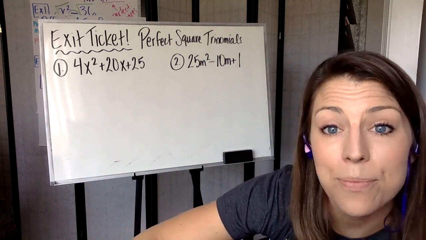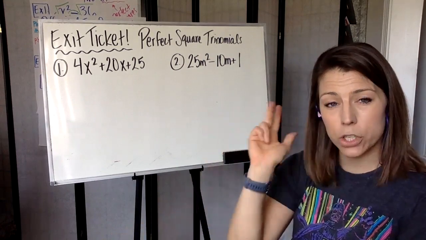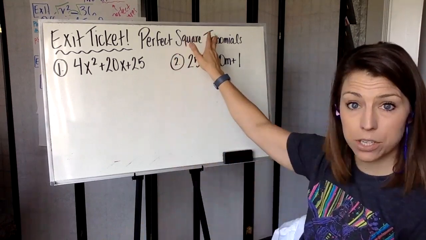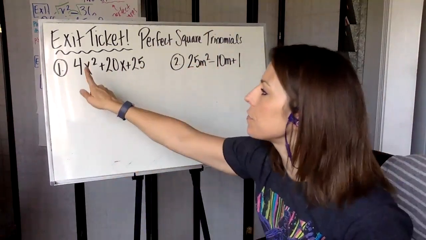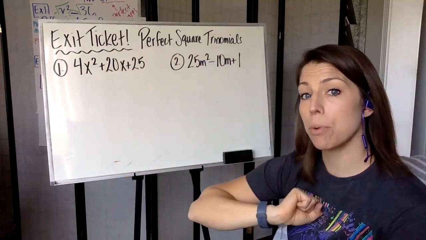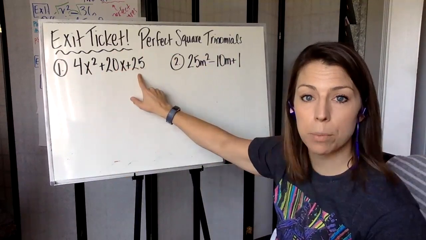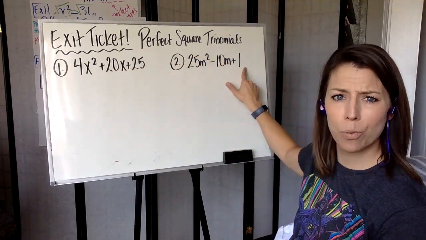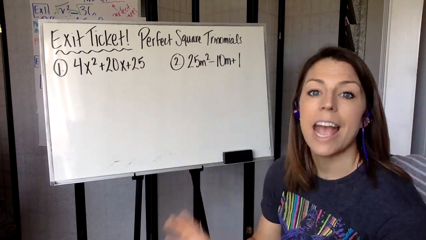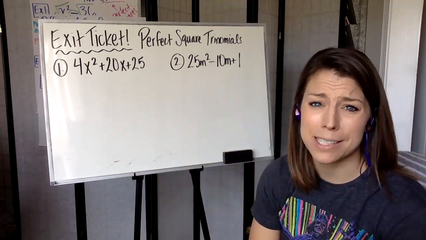And here we go. So again, it's in the name. Is it a perfect square trinomial? Meaning, does it have 3 terms? 1, 2, 3, 1, 2, 3. Yes. Are the first term and the last term both perfect squares? Is 4x squared a perfect square? Yeah. Is 25 a perfect square? Yeah. Is 25m squared a perfect square? Yeah. Is 1 a perfect square? Yes. And the third item, which is not in the name, is where things get weird.